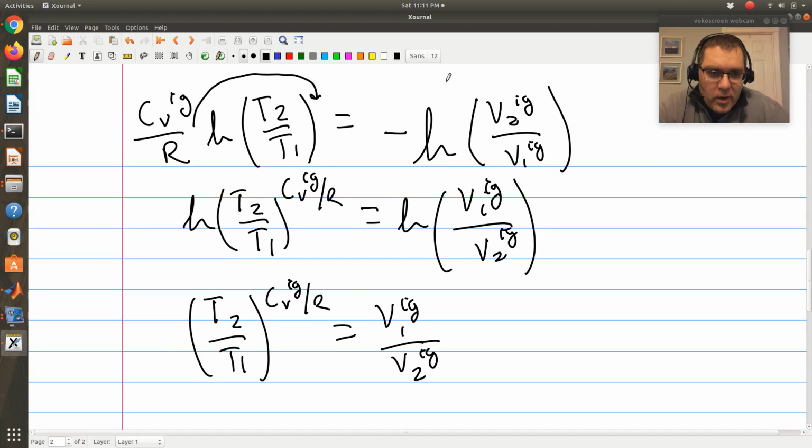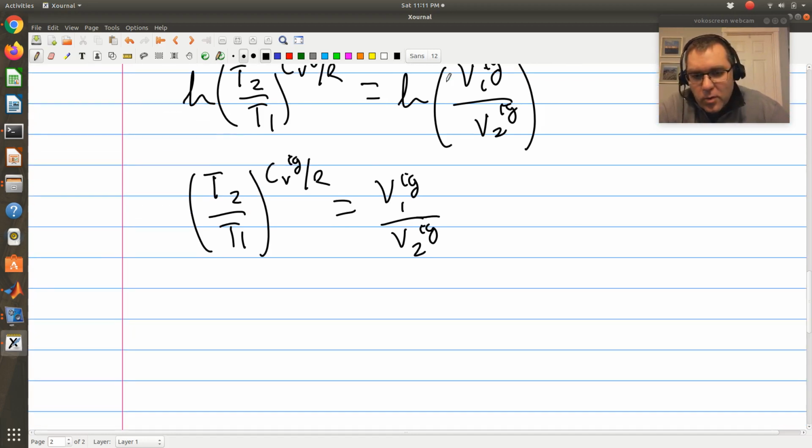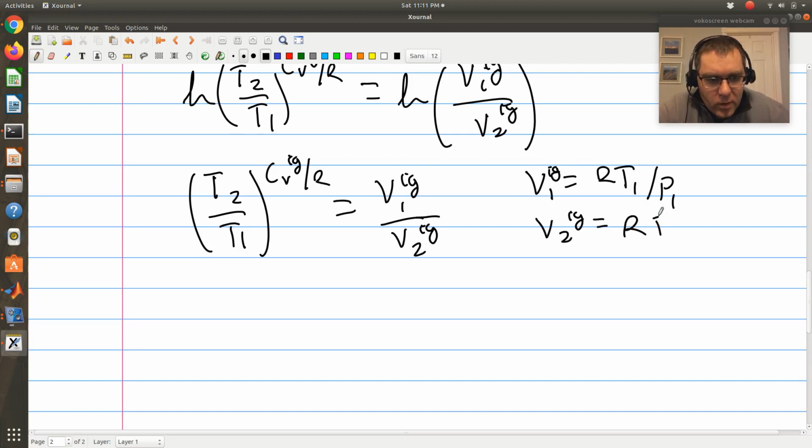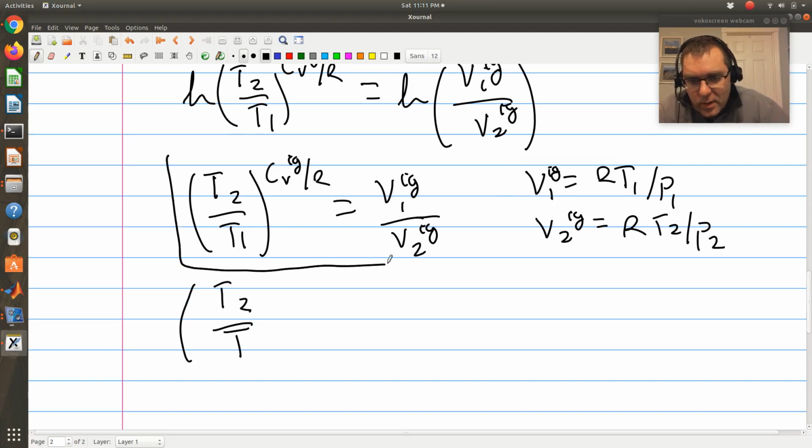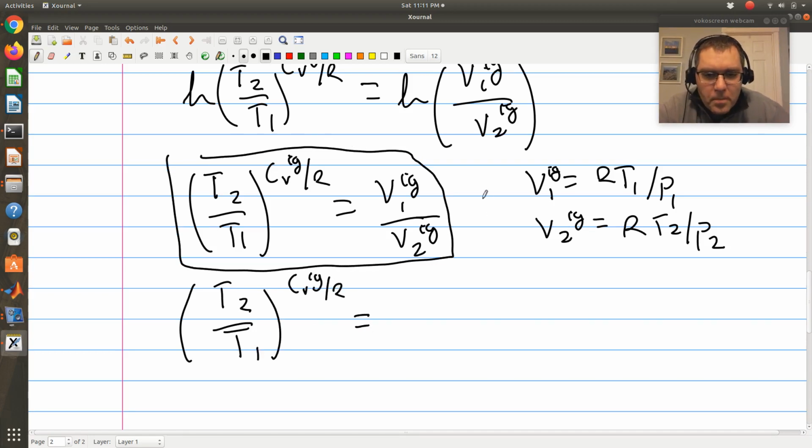Okay. And I could work with volumes, or I could convert to pressures if I wanted to. The key there would be that V1 would be equal to RT1 over P1, and V2 would be equal to RT2 over P2. So if I were to plug that in, I get T2 over T1. So let me box this one in because this is a valid equation. But if I were to convert, I get T2 over T1 to the CV over R is equal to, so R would cancel, and I'll get T1 over P1 divided by T2 over P2.